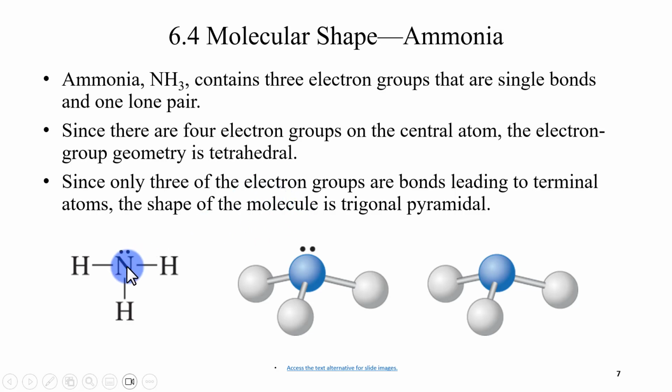The electron group geometry is still tetrahedral because I still have 4 electron groups. But the molecular shape is trigonal pyramidal, not tetrahedral anymore, because I replaced one of those atoms with a lone pair, and I only have 3 atoms instead of 4 around the central atom.